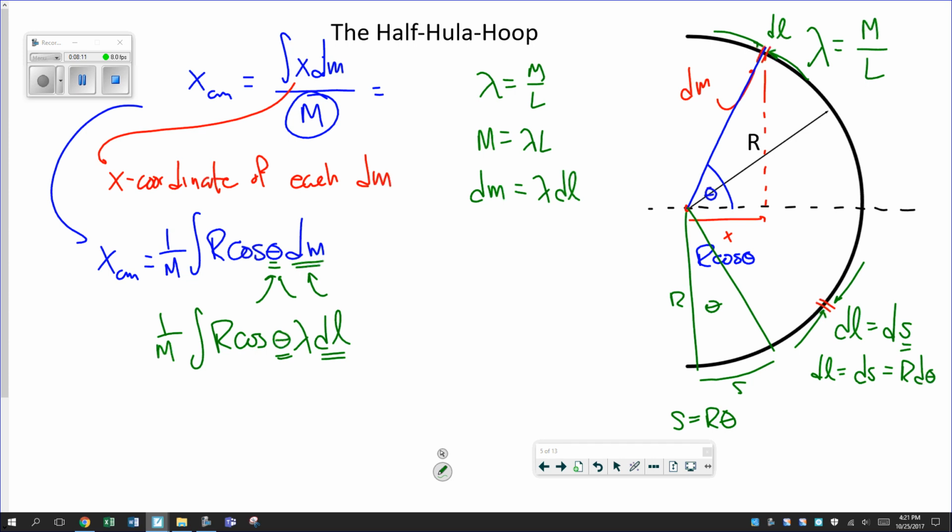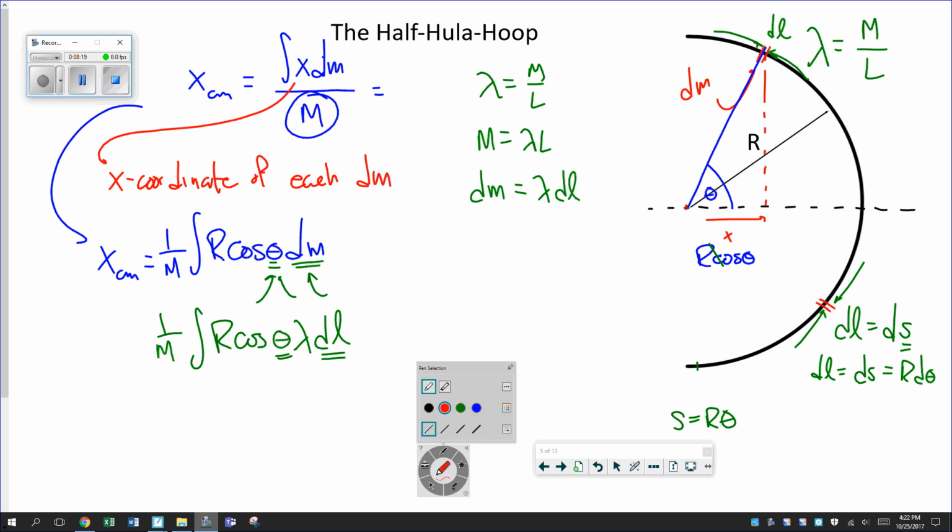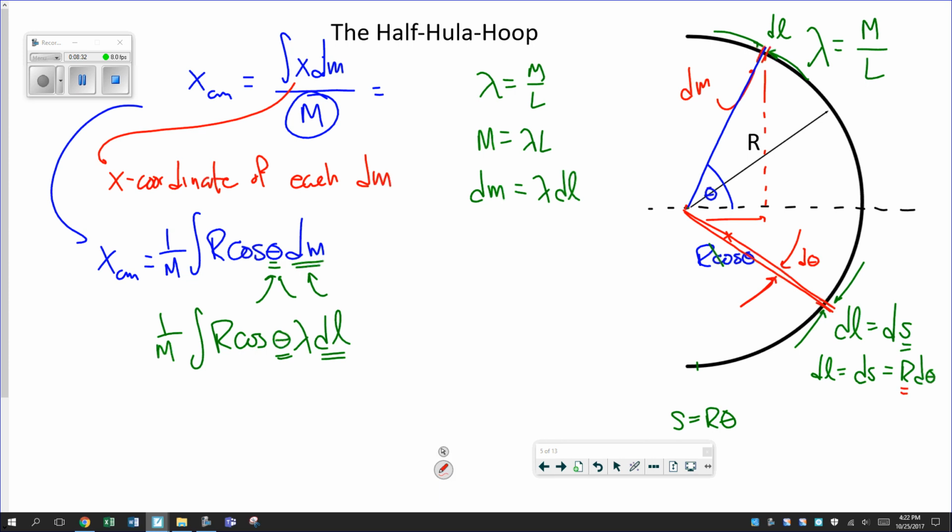this end of our dm and this end of our dm. But this is a tiny little d theta angle, which, multiplied by that r, gives us a tiny little ds. Now check this out. We can say now that dm is lambda dl, which is lambda ds, which is lambda r d theta. Ooh, d theta. Life is good.